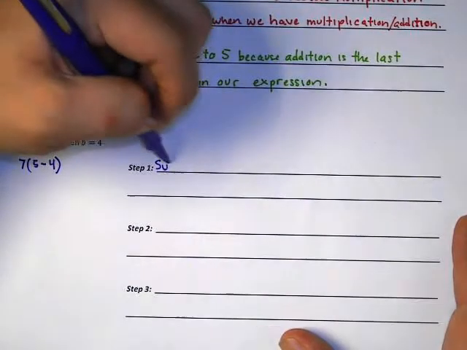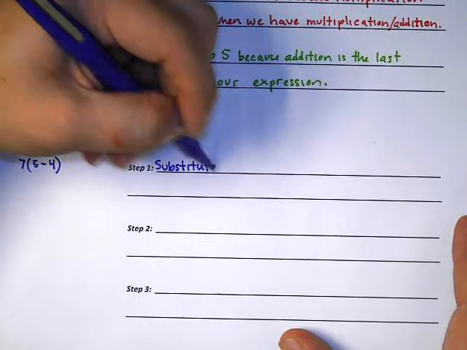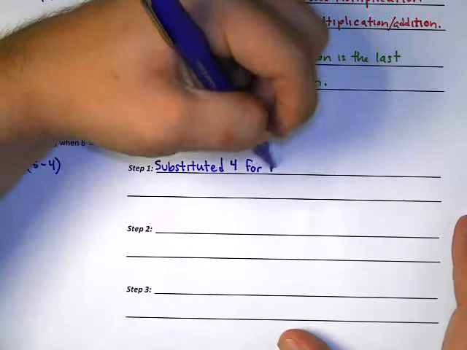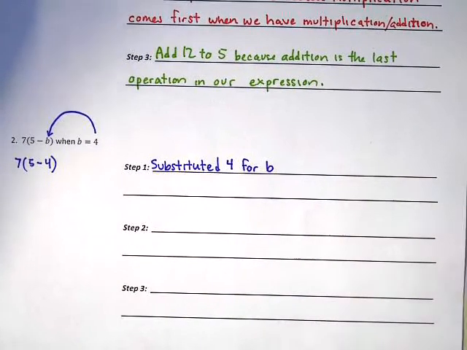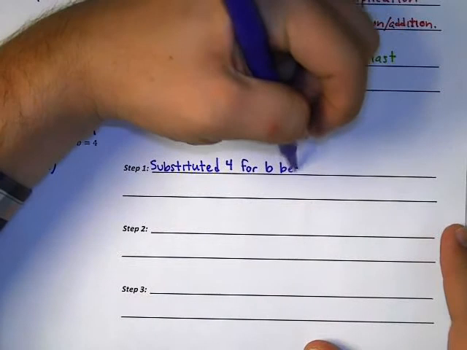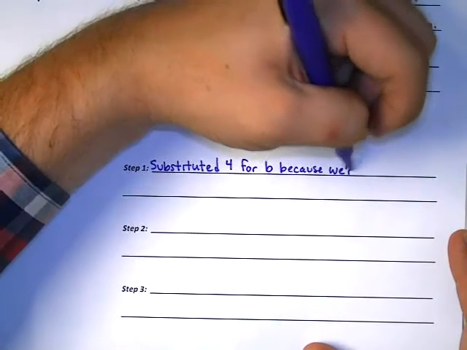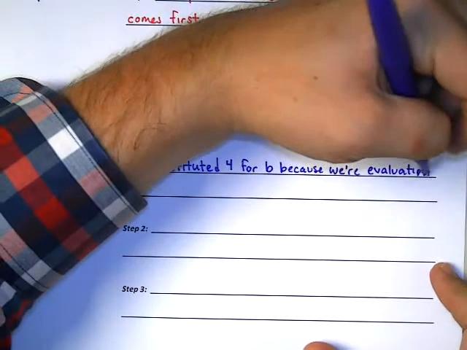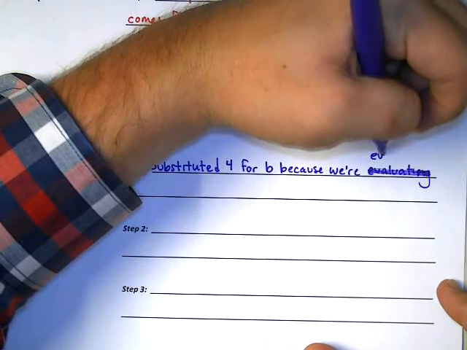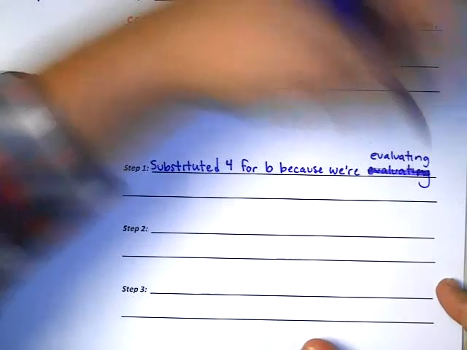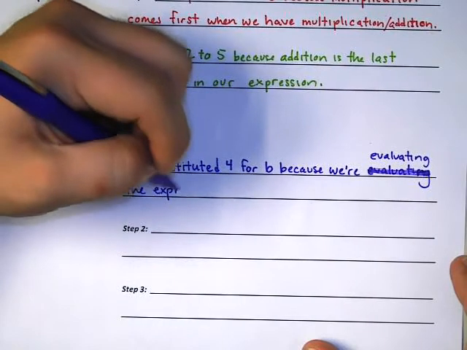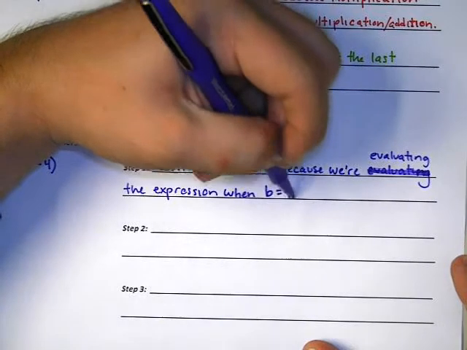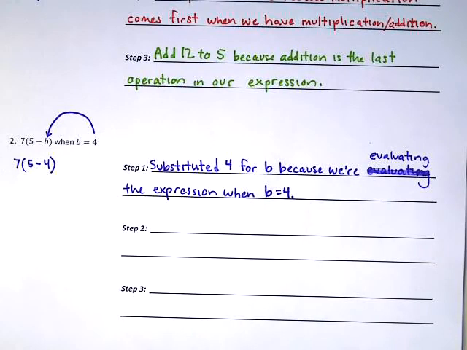We substituted 4 for b, and we do that because we're evaluating the expression when b equals 4. Okay, so we substitute because that's what we want b to equal.